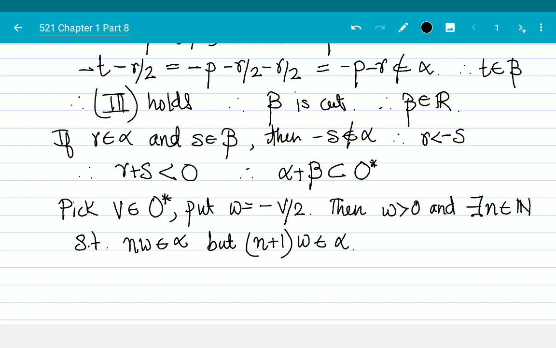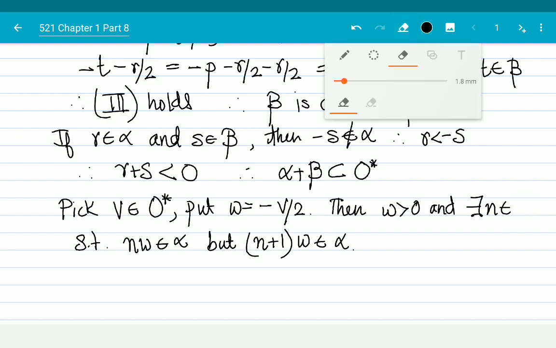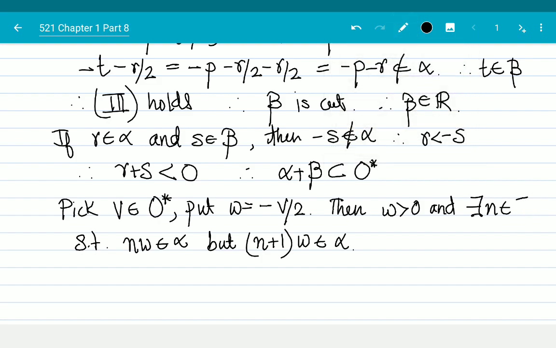Do I want this to be rational or integer? Actually, this is slightly wrong. This should be alpha and integers, not rationals. If my alpha is a negative real, n could be negative. But still, this Archimedean property implies this.